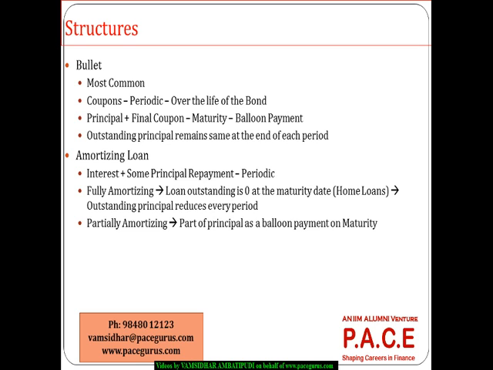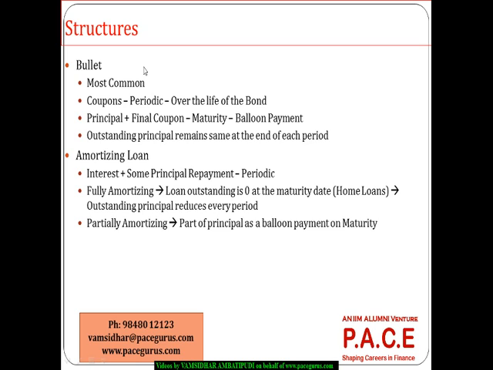So, in general, for any kind of bond, a very common bond structure is the bullet bond structure, right? In this bullet bond, we see that the coupons are paid at regular intervals over the entire life of the bond, which means a typical bullet bond can have a semi-annual coupon payment, and to a large extent that coupon could be fixed.